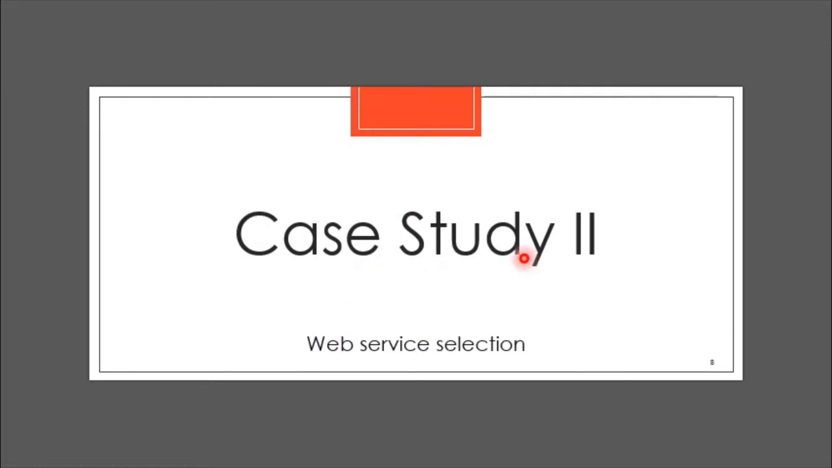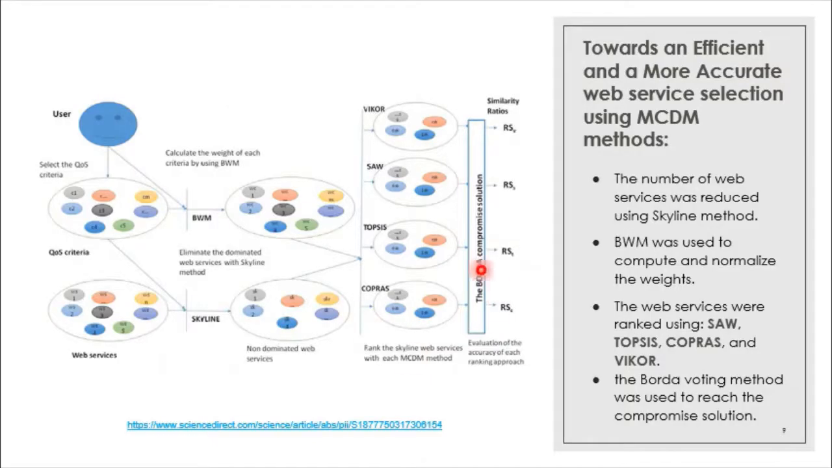Our second case study is concerned with web service selection, which is a tricky task to do, since we have a lot of web services offered and they all offer similar functionalities. Thus MCDM methods are used to distinguish between these web services and to choose the optimal web service. The paper we're concerned with is Towards an Efficient and More Accurate Web Service Selection Using MCDM Methods.